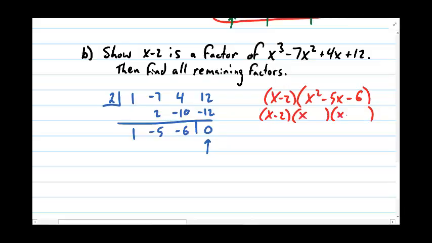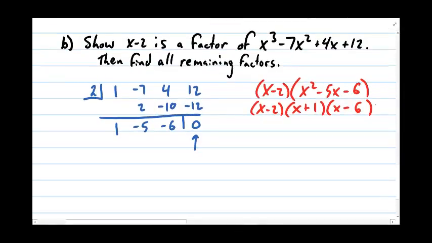x squared just means it's x and x. Negative at the end means it's a plus and a minus. 6 could either be 1 and 6 or 2 and 3. In order to get -5, we got to make a -6 here and a 1 here. If you FOIL that back out, you'll see that's what it is. And so that ends up getting me the remaining factors, and that's all it wants me to do on this one.